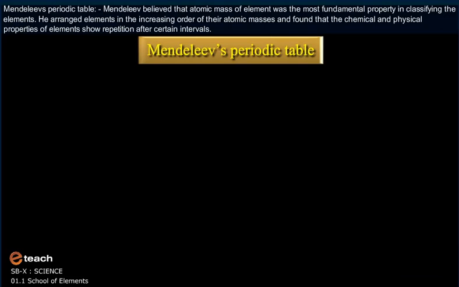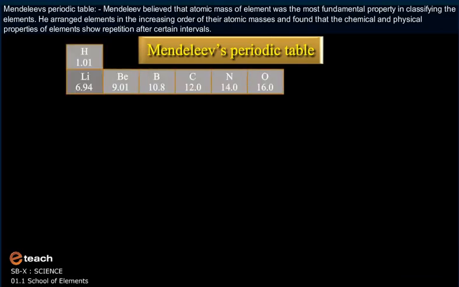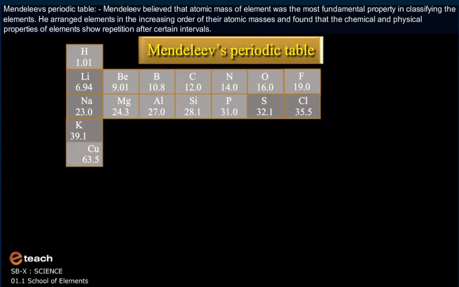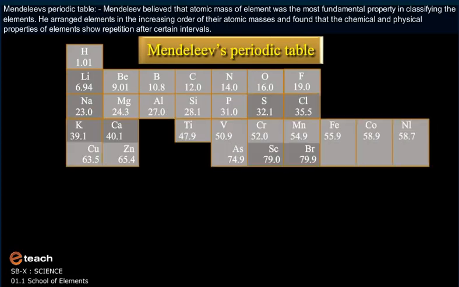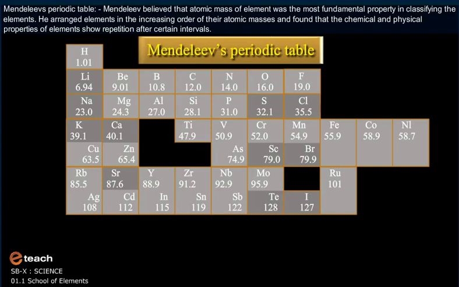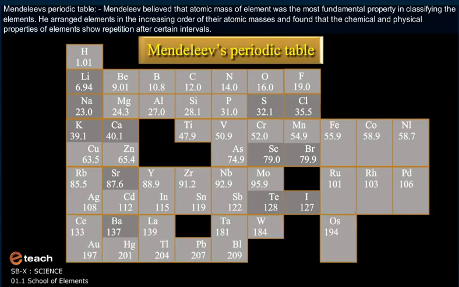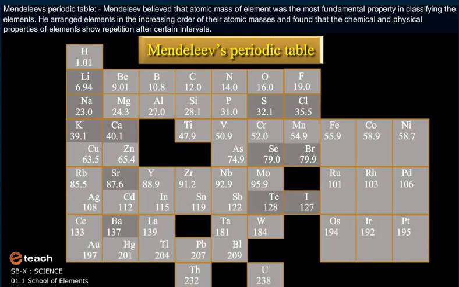Mendeleev's periodic table. Mendeleev believed that the atomic mass of an element was the most fundamental property in classifying the elements. He arranged elements in increasing order of their atomic masses and found that the chemical and physical properties of elements show repetition after certain intervals.